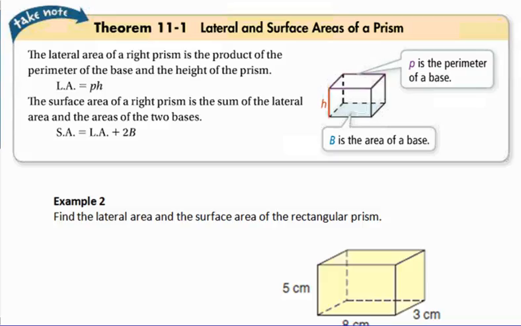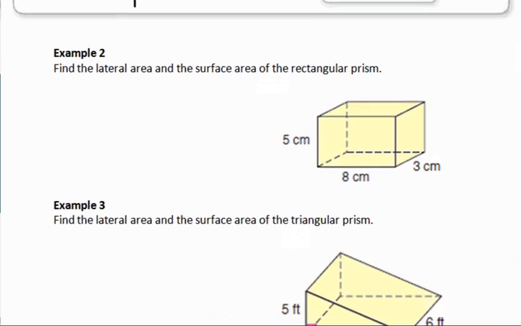Lateral and surface areas of a prism. P is the perimeter of the base. Capital B is the area of the base. So example 2: find the lateral area and the surface area of the rectangular prism. For lateral area, we're going to use the perimeter of the base. So 8 plus 8 is 16, plus 3 is 19, plus 3 is 22. So it's P times the height, which is 22 times 5, which would be 110 centimeters squared.